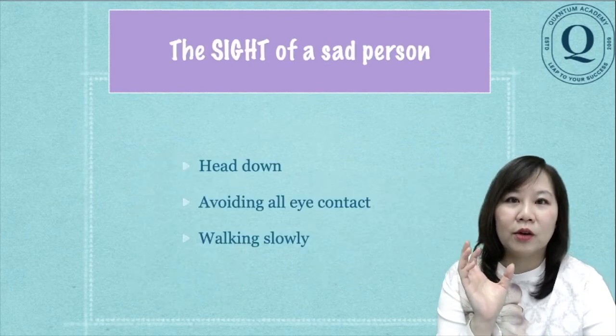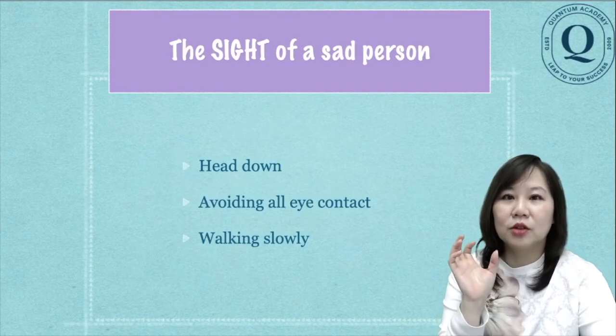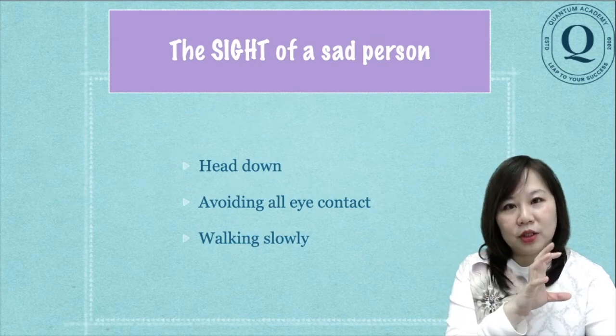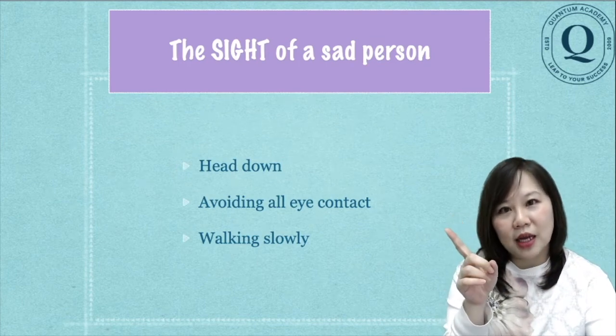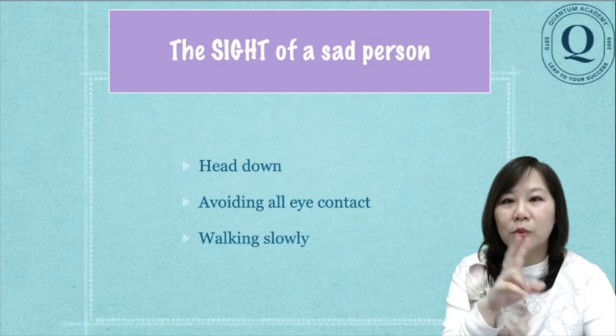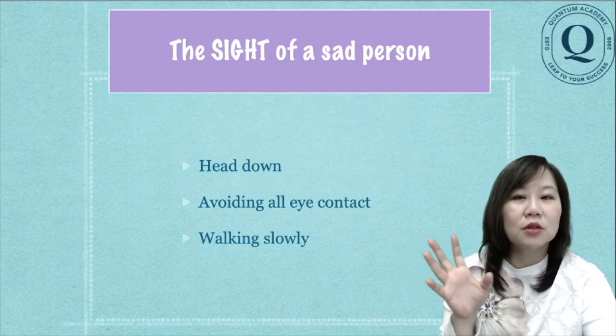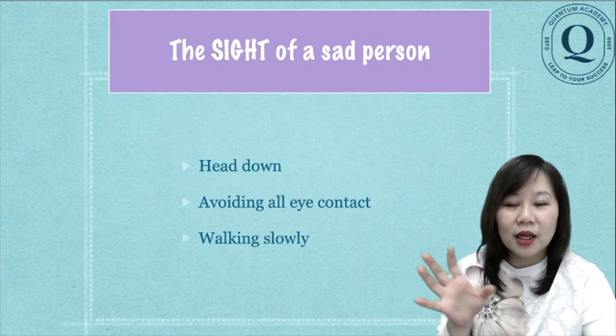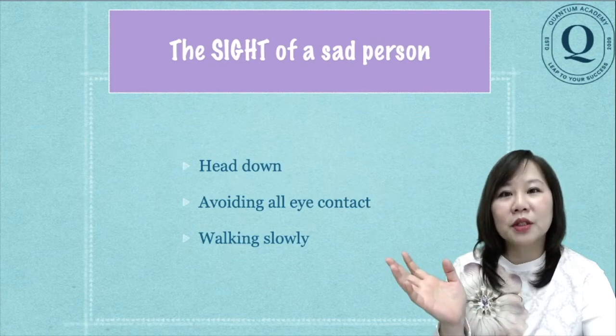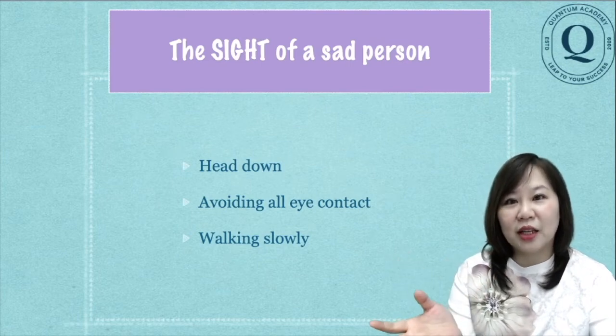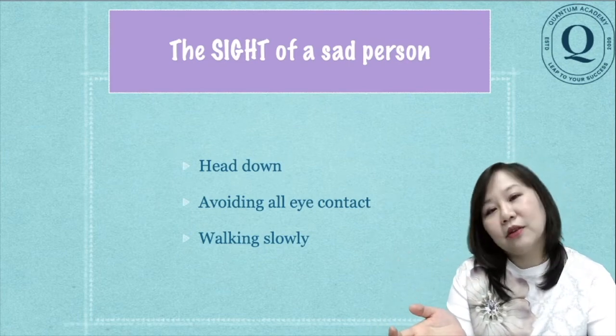So now we can write those features down. So the sight of a sad person, you will actually see, okay, head down and probably not looking at anyone, so avoiding all eye contact, and probably walking very slowly too. When you're feeling sad, you're not very upbeat, so definitely.